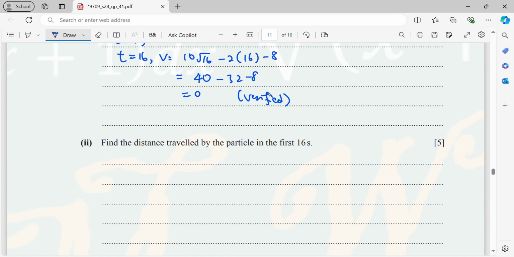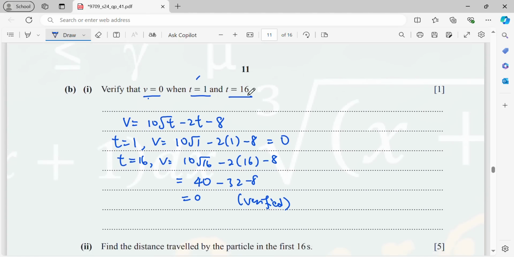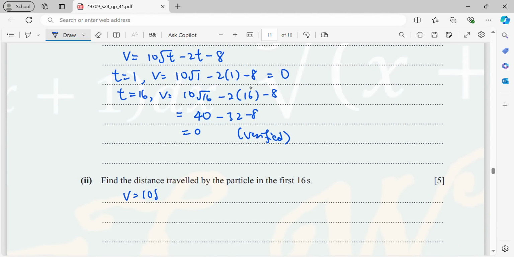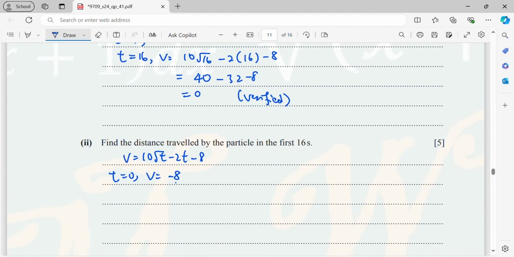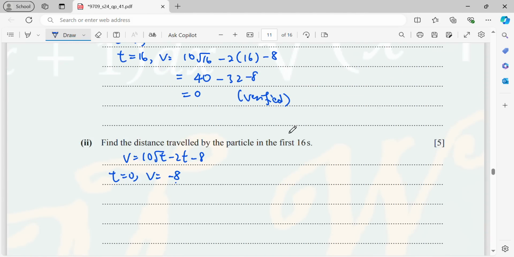Okay, now part 2, find the distance traveled by the particle in the first 16 seconds. So from here, you have to be careful. When t equals 1, v equals 0. When t equals 16, v also equals 0. But now you look at here, v equals 10 square root t minus 2t minus 8. When t equals 0, your v is basically negative 8. That means your v is negative 8 at t equals 0. But when it is 1, your v becomes 0.